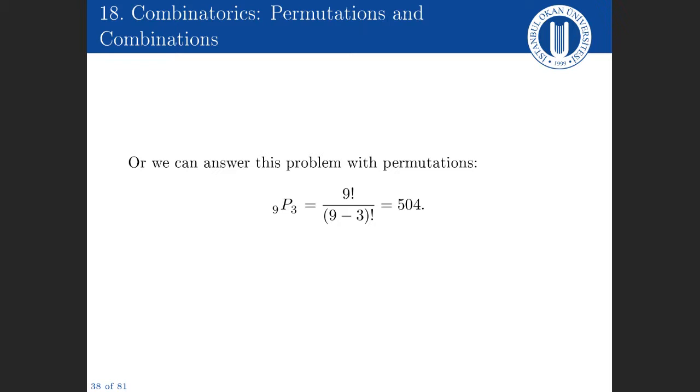Or we can answer this problem with permutations. We're using permutations because the order we choose them in matters. The chairperson is different from the vice chairperson, who is different from the secretary. So we're going to be doing 9 permute 3, or 504.